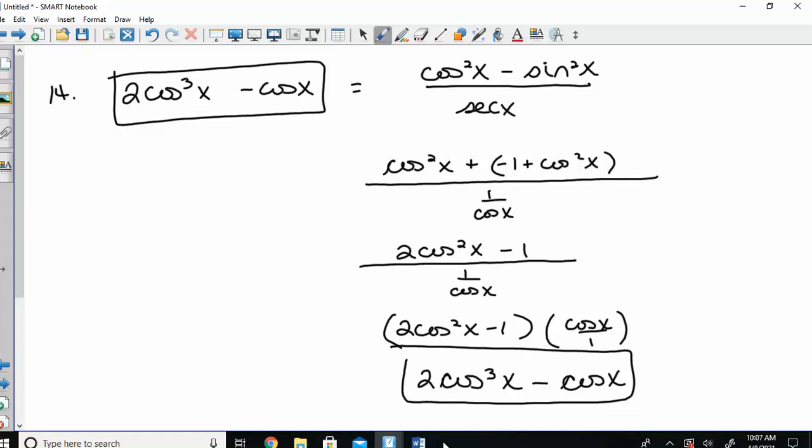So keep your goal in mind. I wouldn't have necessarily known to get rid of my sine squared if I hadn't looked at what I was trying to get, if I hadn't looked and realized that my final answer only needed cosines. So kind of keep that goal in mind.